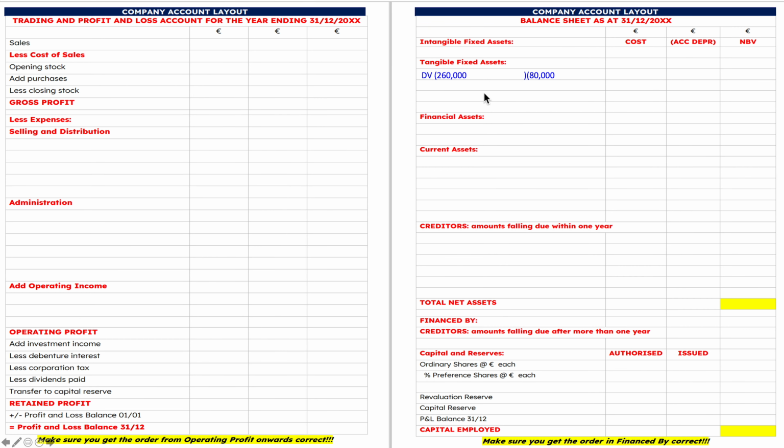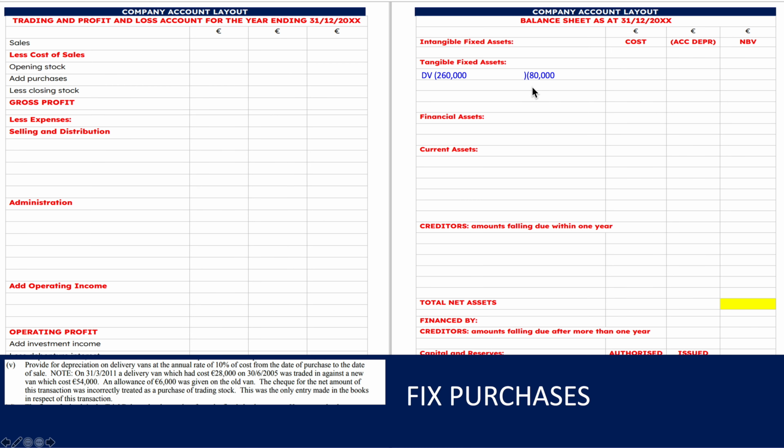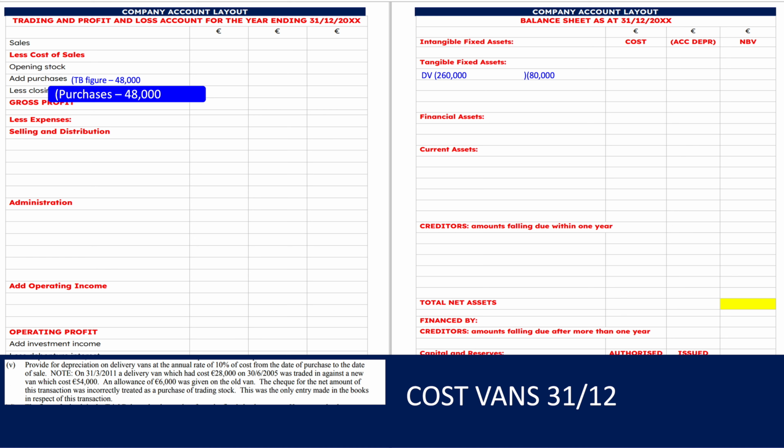Okay, so there's your figures there from the trial balance. First thing we'll do, we'll fix the purchases figure. So the cheque was 54, the allowance was 6. So the cheque was incorrectly 48,000. It was incorrectly thrown into purchases account on the debit side, so we'll take it out, so we'll minus 48,000 euro. Now, cost of vans then, on the 31st of the 12th, we had 54,000 was the new van and the old one was 28.